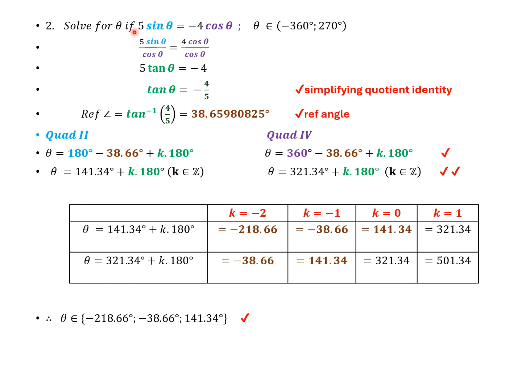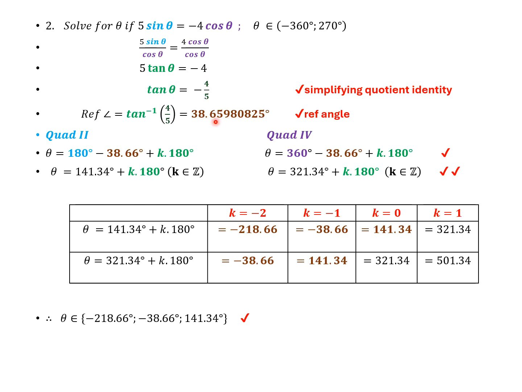So solve for theta if 5 sine theta equals negative 4 cos theta. Alright. So from here, we have negative 4 cos theta divided by cos theta, which gives me negative 4. And there we have 5 sine theta divided by cos theta, which then becomes 5 tan theta. Divide by 5 and tan theta equals negative 4 over 5. My apologies. And 1 mark for simplifying the quotient identity. So for my reference angle, I'm going to press shift tan, 4 over 5 without the negative.